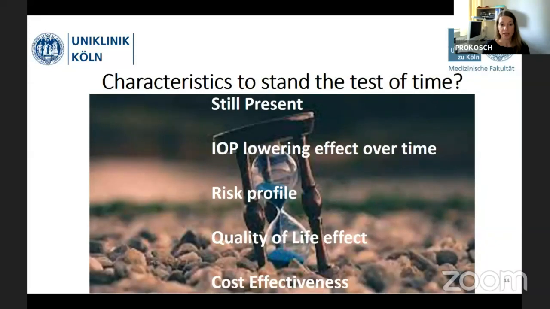So finally, yes, they are still present. There's a moderate IOP lowering effect over time. At least we've got the data from the HORIZON study of over 5 years. The risk profile, at least for the trabecular stents, is good. And there's a recommendation that it can be used together with phacoemulsification in those patients. The quality of life effect, surprisingly, there's not much data and we don't know yet. And the cost effectiveness still needs to be seen as well.